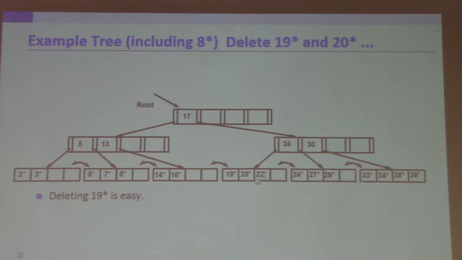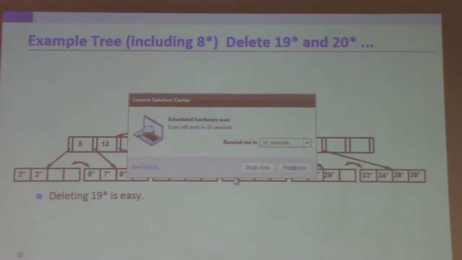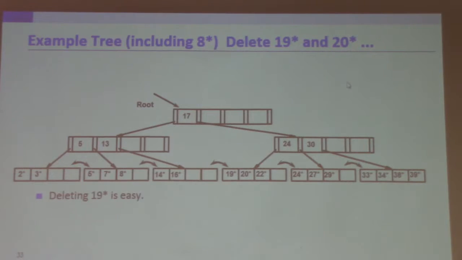19, that's easy, I just remove it. The page is not underutilized yet. But if I delete 20 from this page afterwards, so I delete 19, that's okay. But once I delete 20, this obviously becomes underutilized, right? Because you're using less than half of the capacity. What you do is you do redistribution.